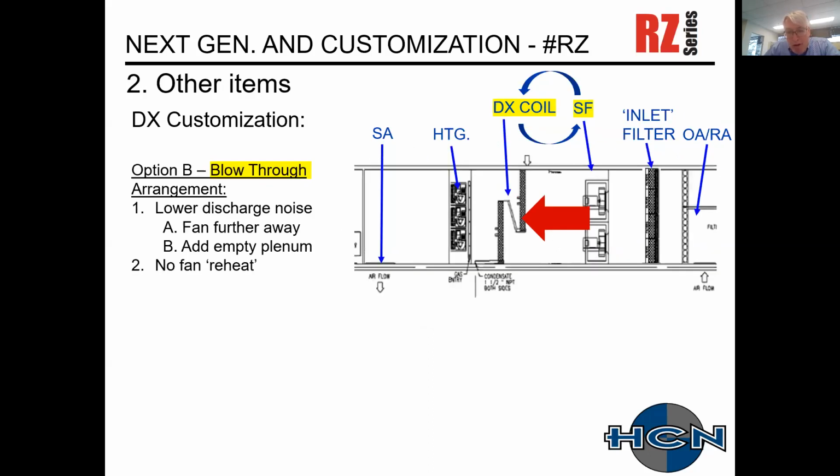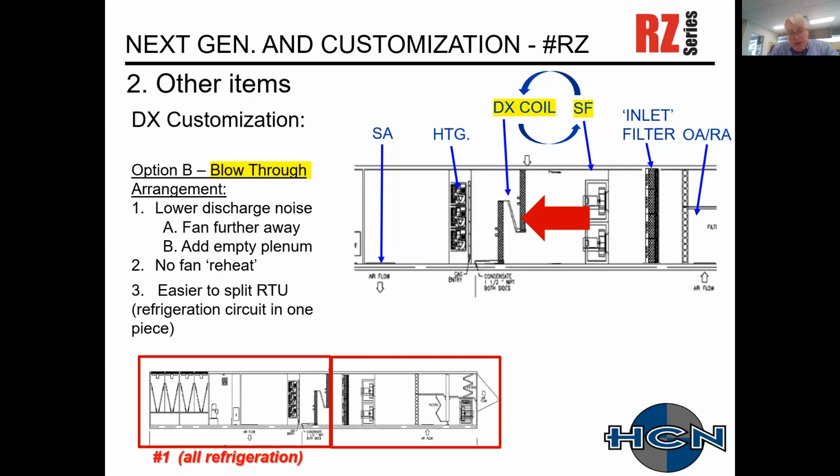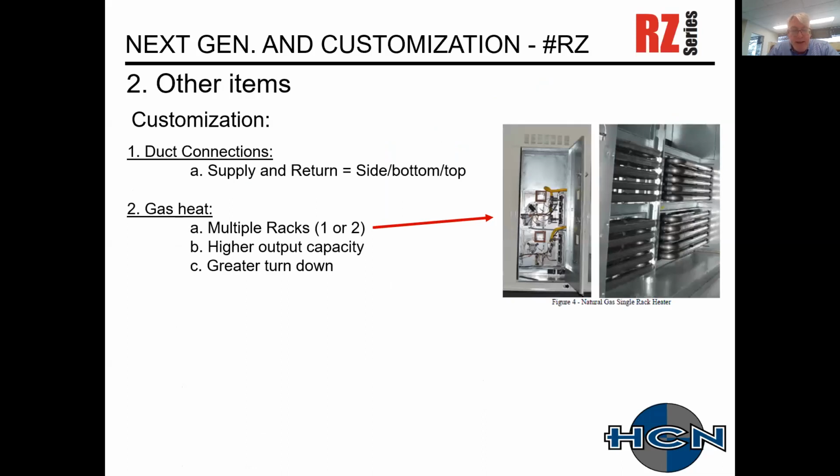As I mentioned before, the supply fan being a little bit further away from the supply opening could become a little bit quieter. With this arrangement, you would have lower leaving air temperatures just because you are not picking up that fan reheat. And then just as I mentioned earlier, this arrangement makes the refrigeration system one piece coming from the factory, so you don't have to field connect and charge two large pieces of a rooftop unit in the field. Other items, just quickly: duct connections available for supply and return, side, bottom, top.